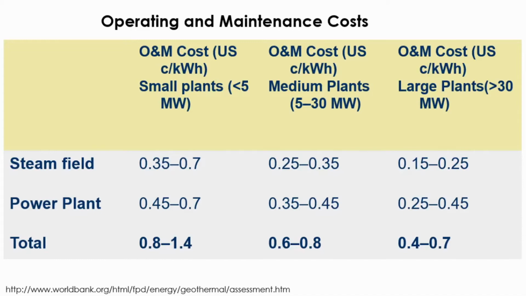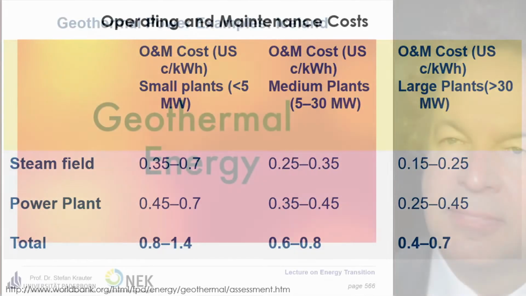So you have maintenance costs in the vicinity of 0.45 to 0.7 US cents per kilowatt hour. If you have large power plants, the operation and maintenance costs are in the vicinity of 0.25 to 0.45 cents per kilowatt hour. So in total, this is relatively small compared to other power plants, below 1 cent per kilowatt hour.